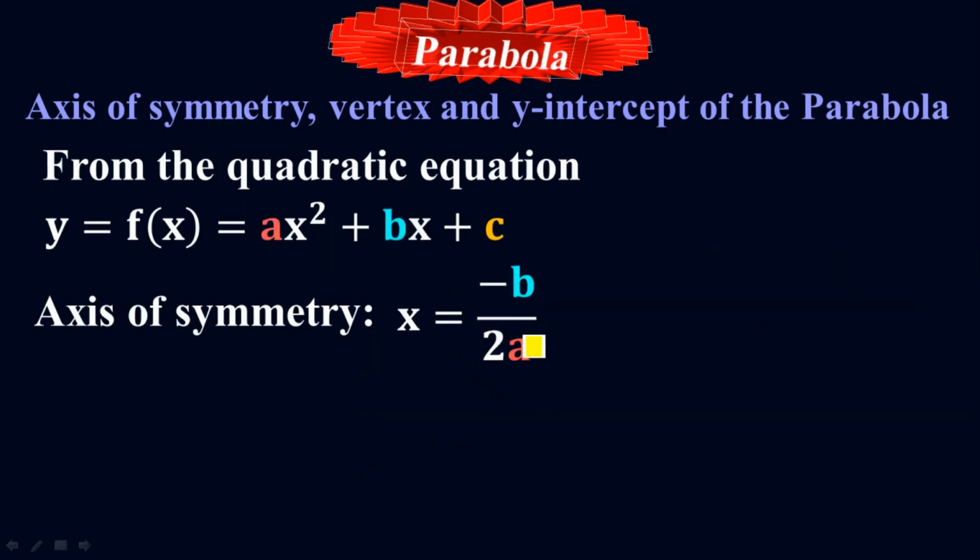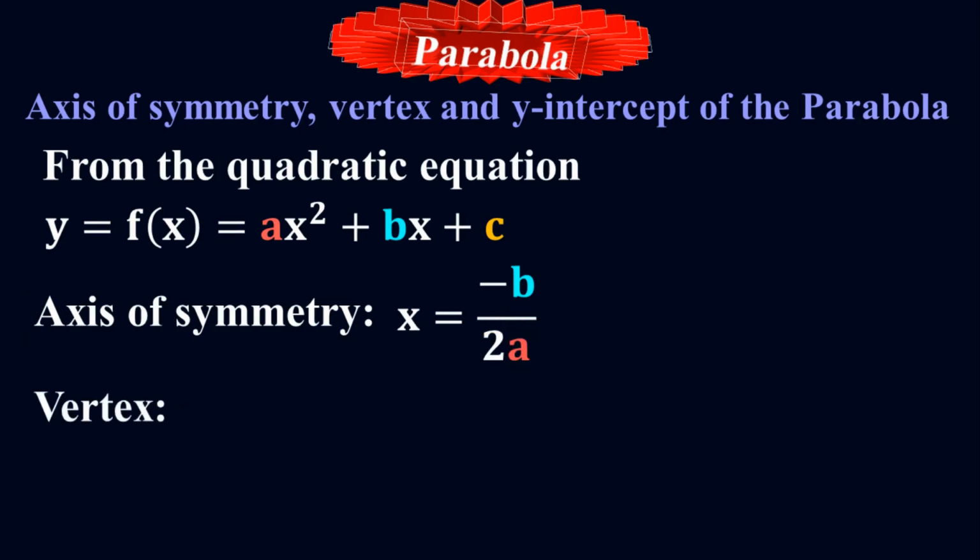Look, we already know this negative b over 2a. This is the same thing we have done in the previous examples. Then your axis of symmetry will be x equals negative b over 2a. Y is 0 here. But in case you have x equals ay squared plus by plus c, then your axis of symmetry will be y equals negative b over 2a.